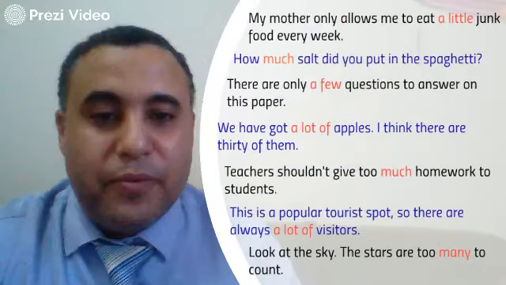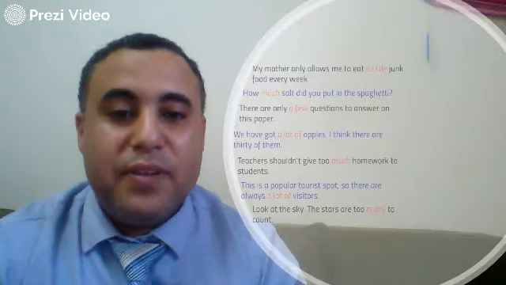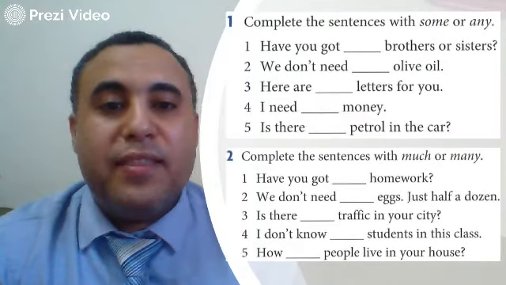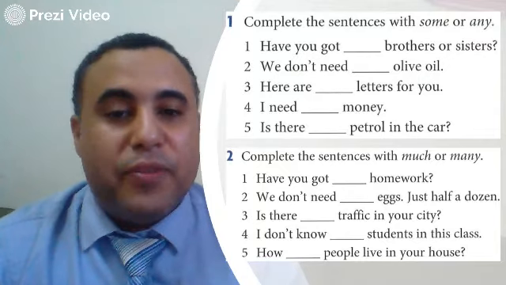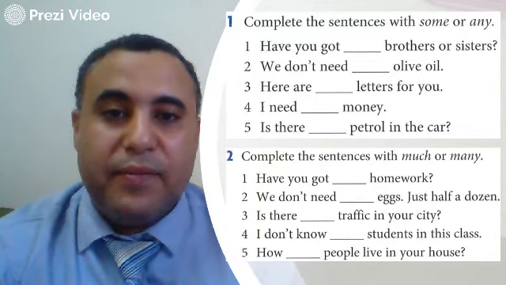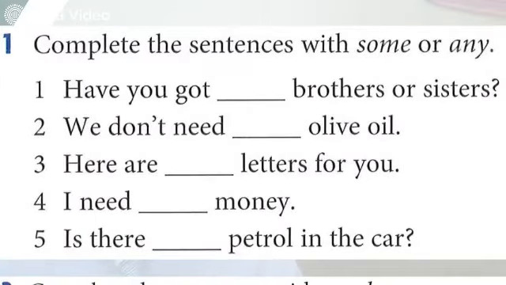So I hope you understood by these examples. So let's check our understanding before going to the next topic. Let's practice what we have studied. Let's start with the first activity. Let's complete with some or any. Number 1. Have you got brothers or sisters?